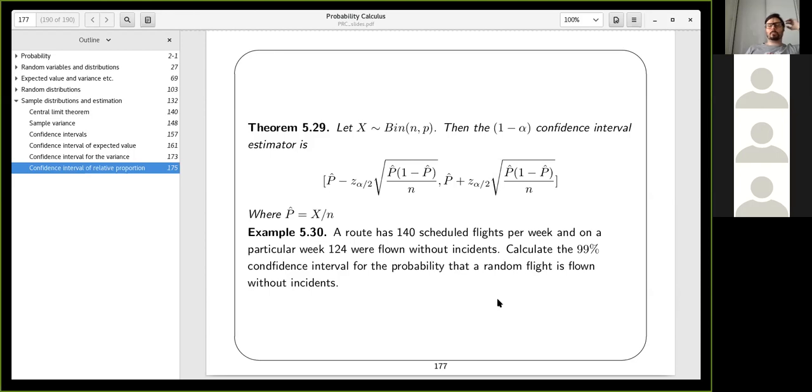So the estimator for P is 124 over 140, and then we would use the normal distribution. Knowing that this n here is 140, we should come up with the estimator for this, and we'll do that on Friday.